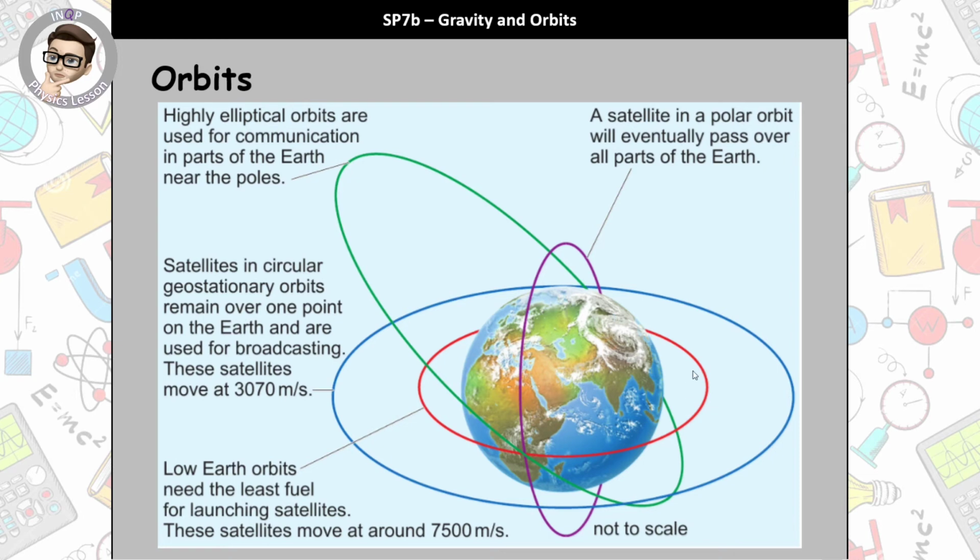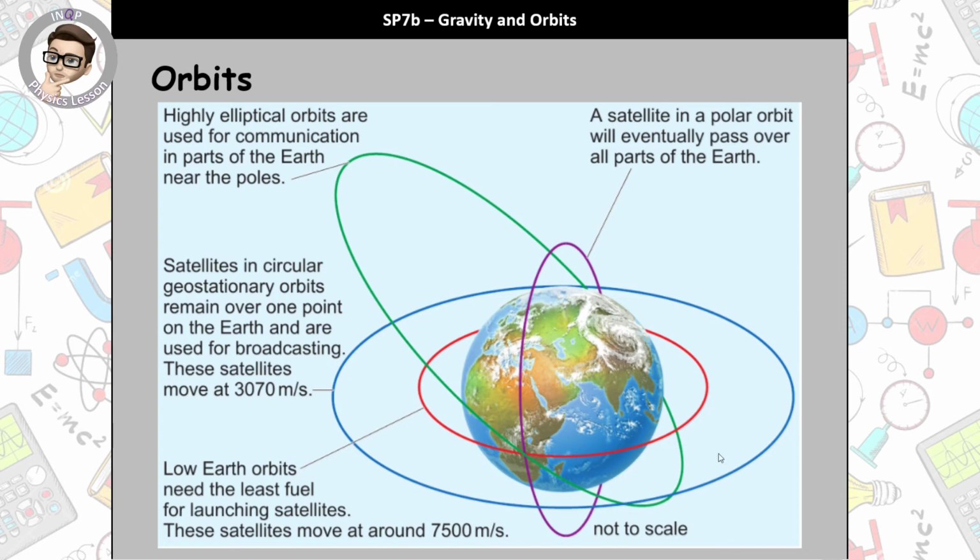We have the red orbit here, which is what we call the low Earth orbit. So you need the least fuel to get your satellites at this point here. But notice the satellites have to move around 7,500 meters per second. So quite a significant velocity to actually keep moving in that orbit.